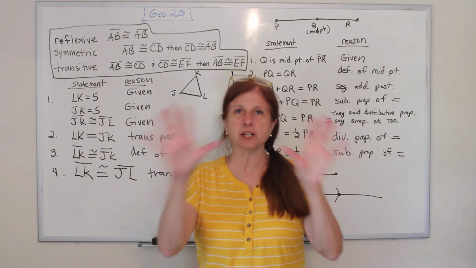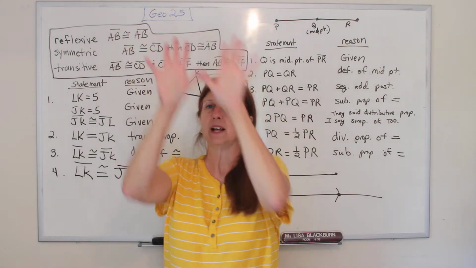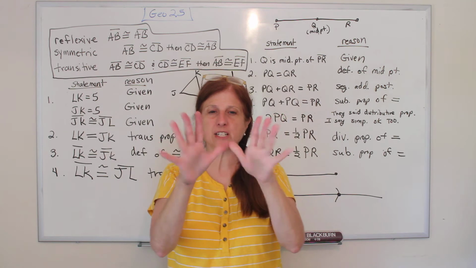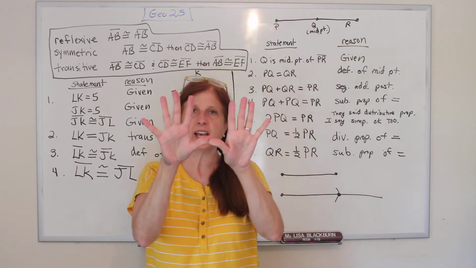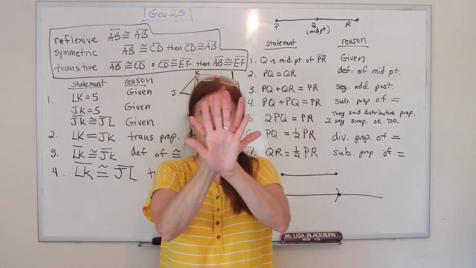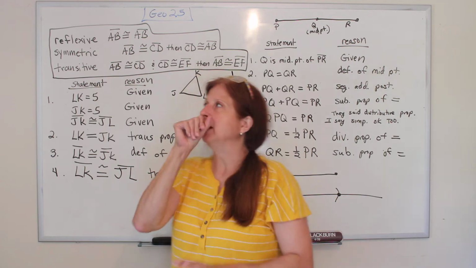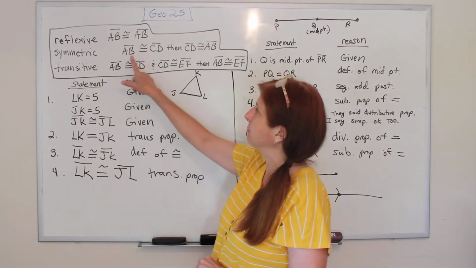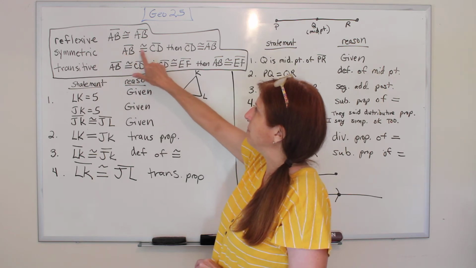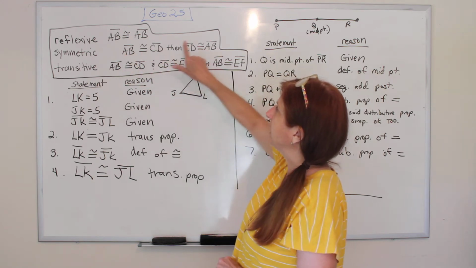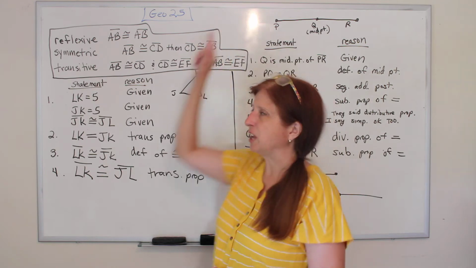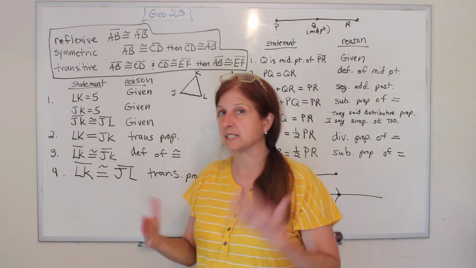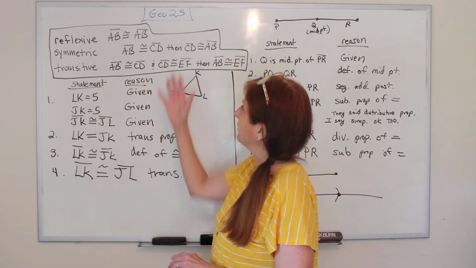Okay? The next one is the symmetric property. Just like my hands are symmetric, but they're opposite from each other. You can't put them on top. The symmetric property is applied to line segments. If line segment AB is congruent to CD, then CD is congruent to AB. And remember, congruent means equals, basically, same length.